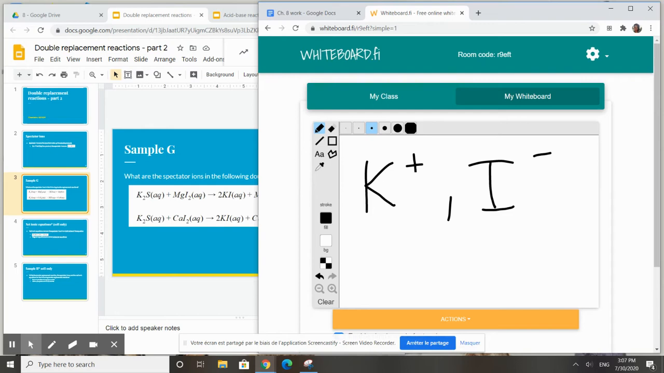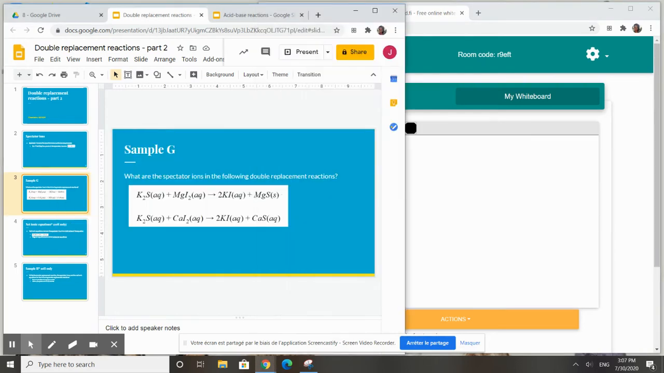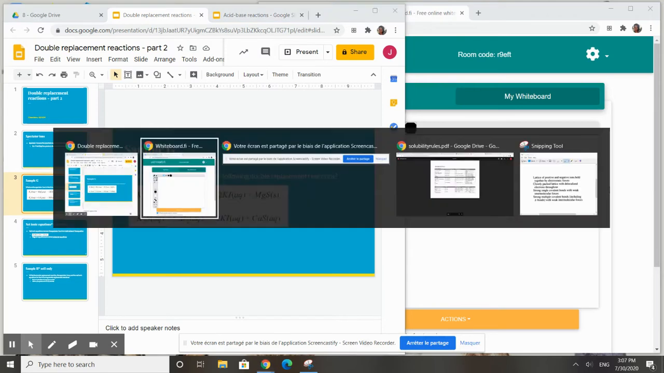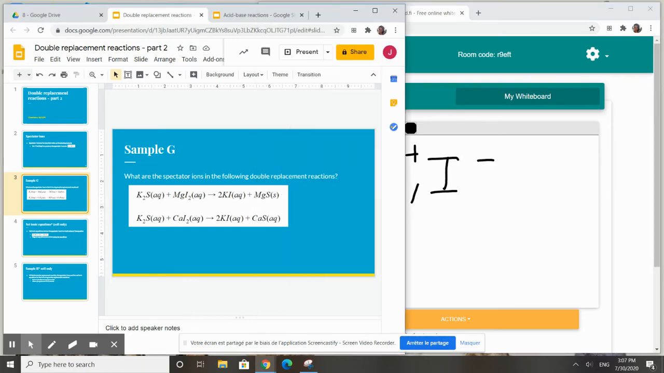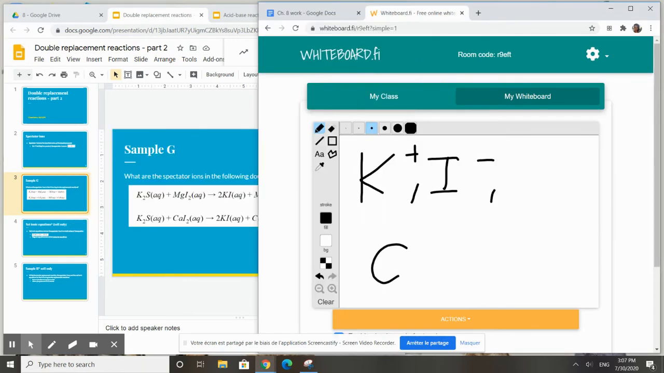Then for the second one, I see that there are not one, but two aqueous products. So I'm going to have to list all of them. If I had the room, I'd put them all on one line. So when you have two aqueous products, you will have 4 spectator ions. In the rare case where you have two solid products, meaning no aqueous, you will have no spectator ions. You would just write no spectator ions. Sometimes that happens.